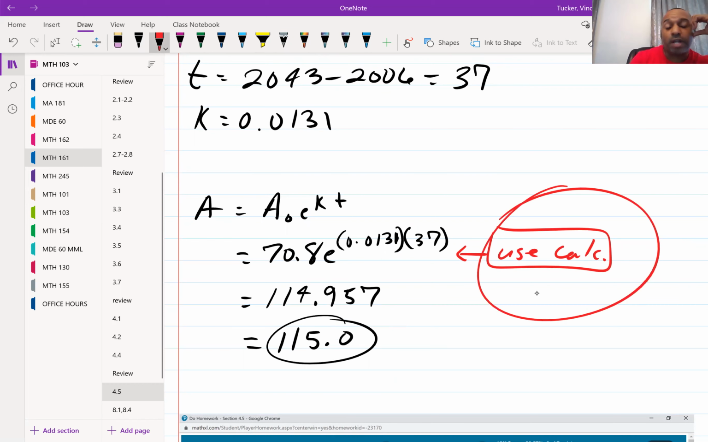Don't forget to make sure you know how to use your calculator. If you have any questions about using your calculator, make sure you get with me. But I just threw that in the calculator.